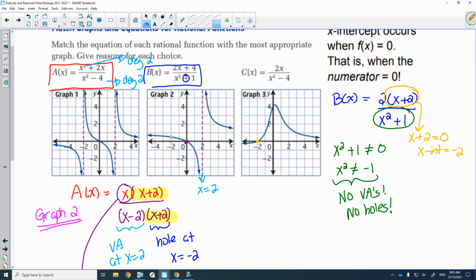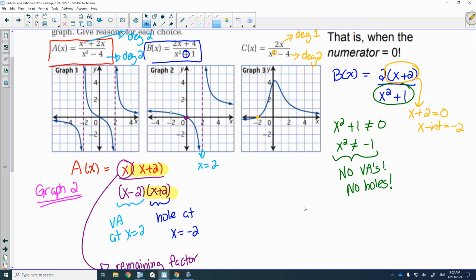And then let's figure out the horizontal asymptote. This guy, degree 1. This guy, degree 2. So write about what the HA for this would be. So degree of numerator is less than degree of denominator. Therefore, there's an HA at y is equal to 0.